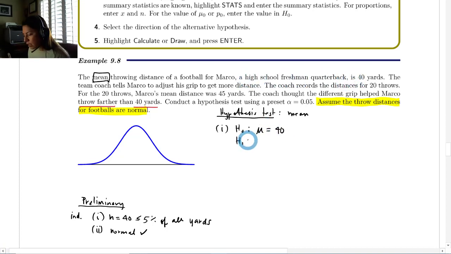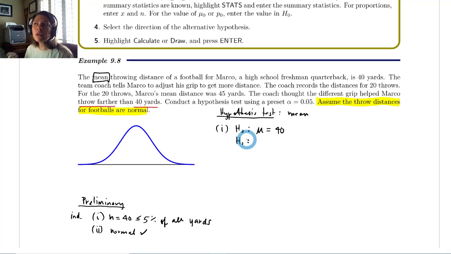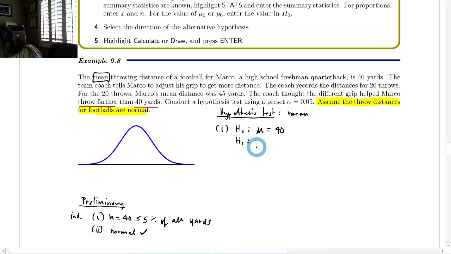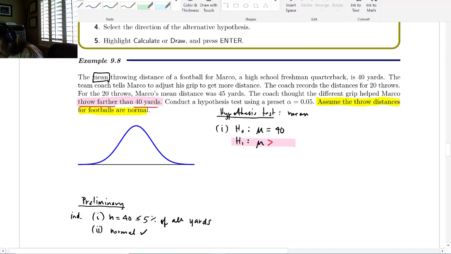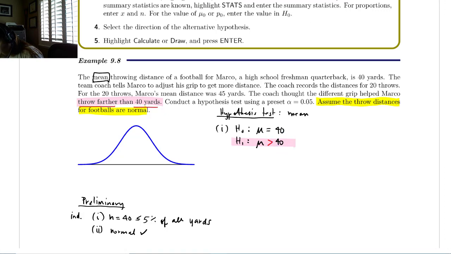But the coach says, change your grip, throw it a different way, and I think you threw farther. Does throwing farther mean fewer yards that Marco threw, or more yards? More, right? So we would say, and let me highlight that, throw farther, the mean is more than 40. Then mark the claim. This is the coach's claim, so we'll put that C there.